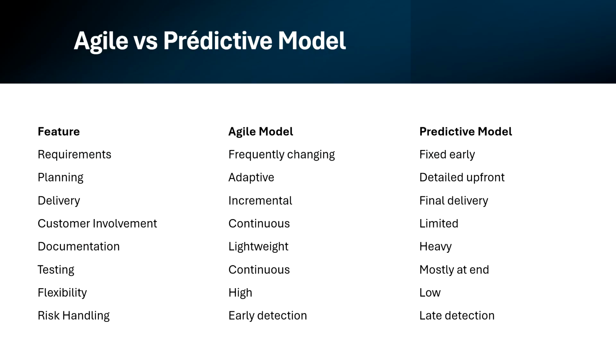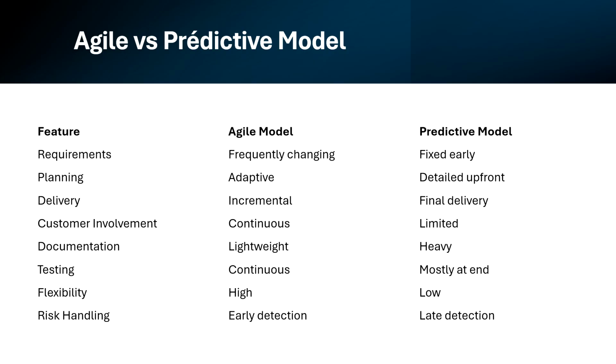How is agile different from predictive models? In the agile model, what happens? They adopt changing requirements. They use adaptive planning. In this, they deliver the software incrementally. They involve customers continuously. Lightweight documentation, extensive documentation is not there. They continuously perform the testing. Risk detection is early in this.